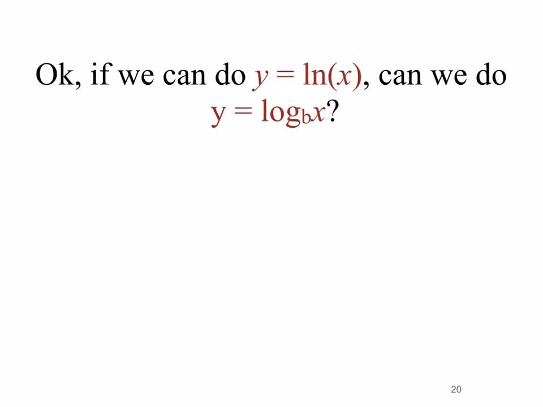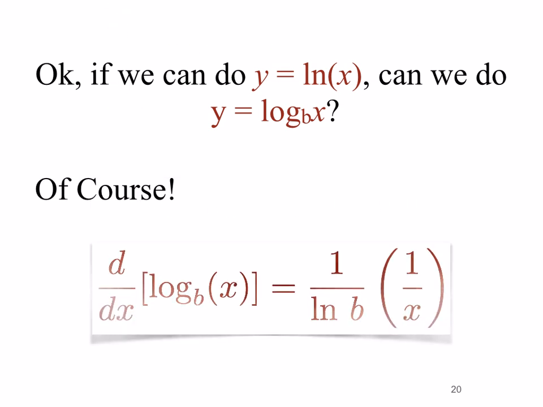Alright, so I think there's only one other form that we need to look at, and namely, since we found the derivative of y equals ln x, can we find a derivative for y equals log base b of x? And of course we can get that one as well. With a little work we could show that the derivative of log base b of x is equal to 1 over the natural log of b times 1 over x.